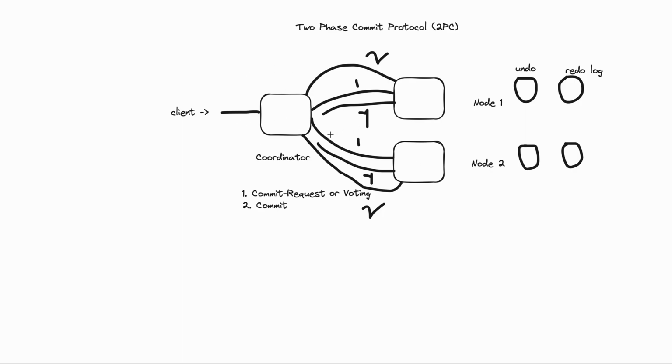In case the coordinator fails, we can have another coordinator take over to complete the transaction. Since we already persisted the data into the undo and redo logs, we are able to undo the transaction when the node comes back, or redo the transaction when the node comes back. That can be decided by the coordinator when another coordinator comes up. So this is how the two-phase commit protocol works.